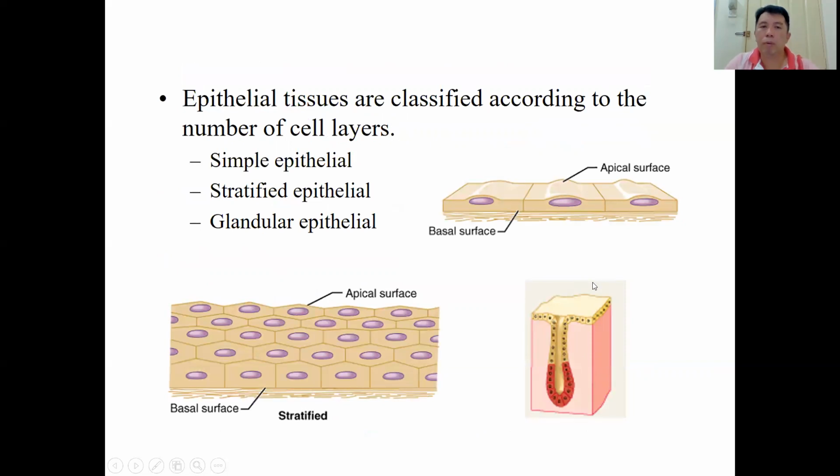Epithelial tissue is classified according to the number of cell layers. As you see in this diagram, this is called simple epithelial tissue, in which there is only a single layer. This one with multiple layers is known as stratified epithelium. Then glandular epithelium is where they form glands. Here they show the exocrine glands, and there is another type, the endocrine glands.